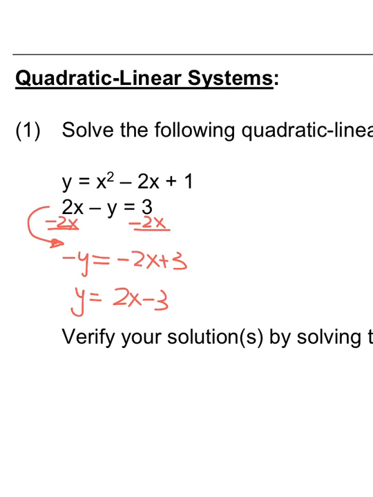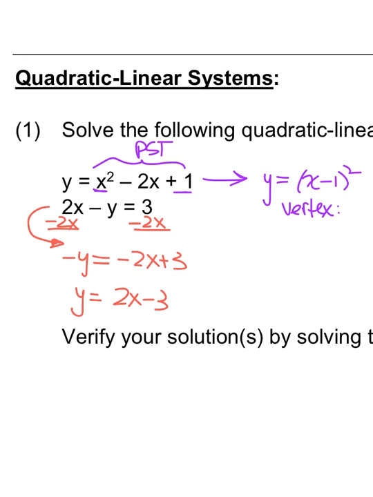All right, what I'm going to do is get my parabola in standard form. In this case, this is a perfect square trinomial. Both the first and last term are perfect squares. So if I write this as x minus 1 squared, I'd have an equivalent relationship. Then I would have my vertex at positive 1, 0.